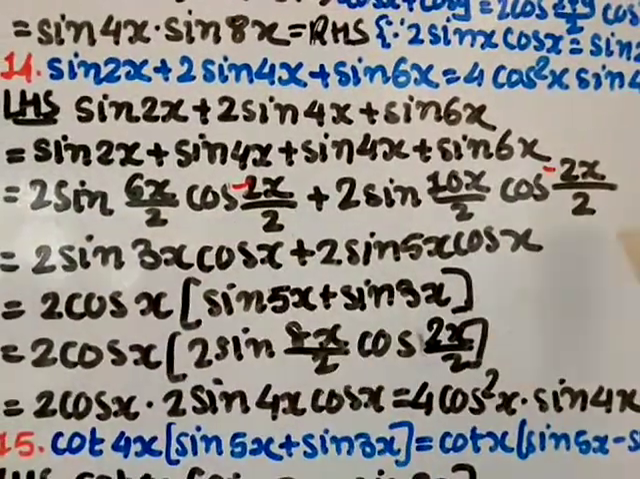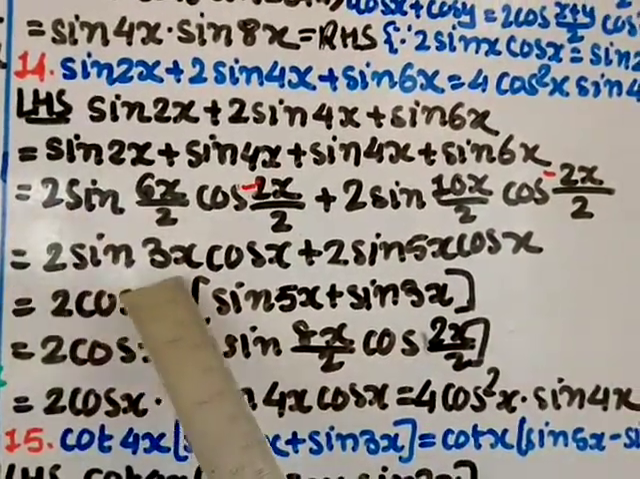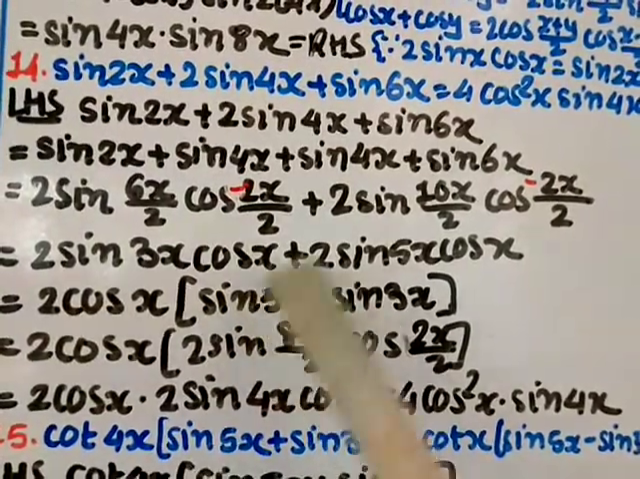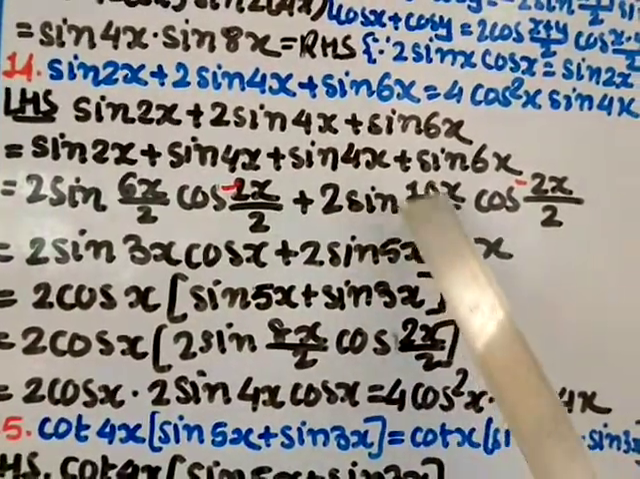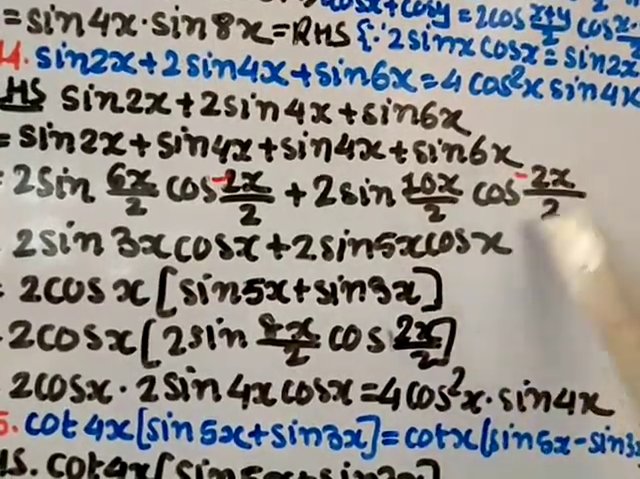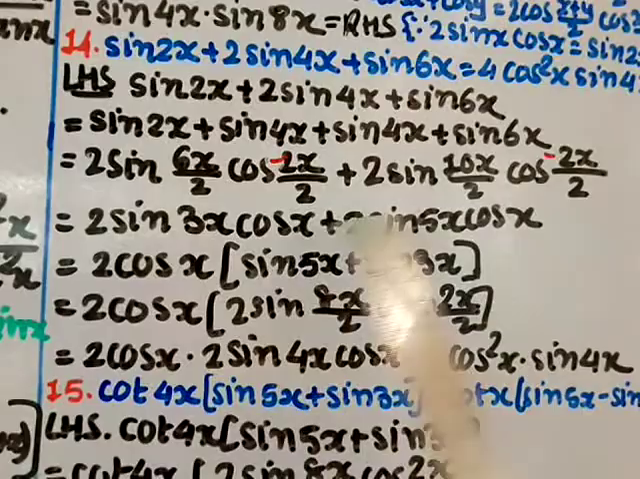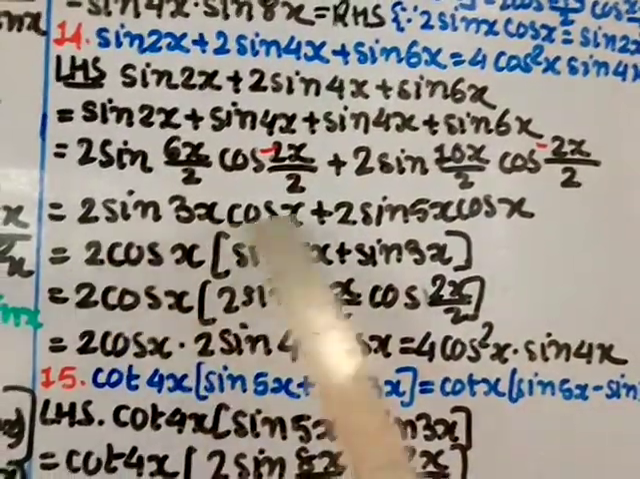Now cut by 2 each term, so you get 2 sin 3x, and cos x, and this negative will cancel, plus 2 sin 5x, because cut by 2, and cos x. Now we can take 2 and cos x common, 2 cos x from both.